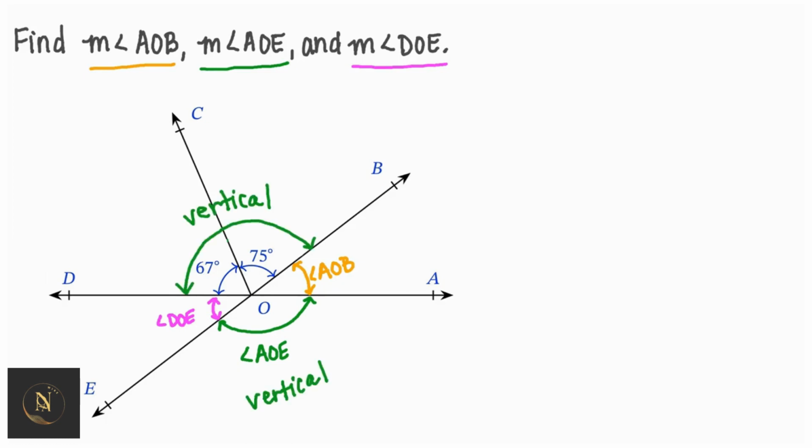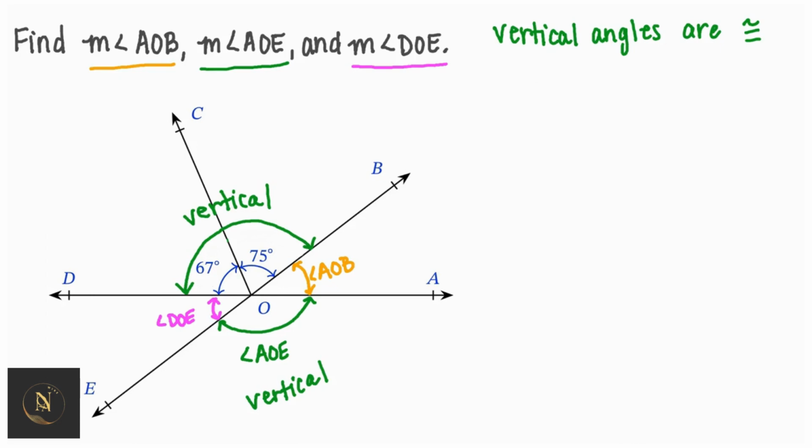Here we can see our two green angles are vertical. This is angle DOB, and it's vertical with the angle that we need, AOE. And we know that vertical angles are congruent, meaning they have the same measure. So if we could find the measure of angle DOB, we would know the measure of angle AOE.